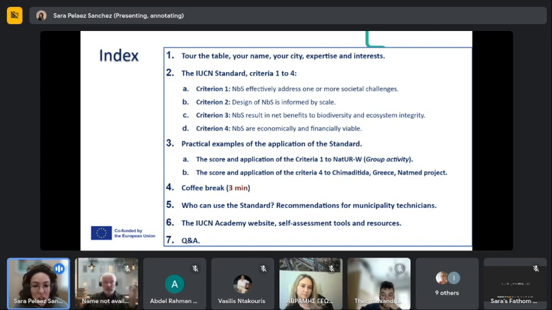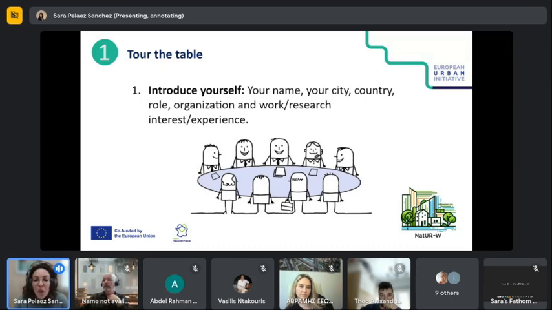Then we will follow with just some tips on the IUCN Academy, the self-assessment online tool, and some resources that will be available for you. And then we will have time for questions and answers. Whatever doubts you might have, I can answer at the end of the training. So without further delay, I will ask my colleague Abdel to introduce himself and break the ice here.